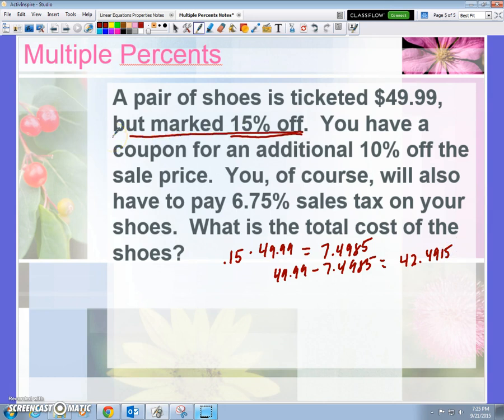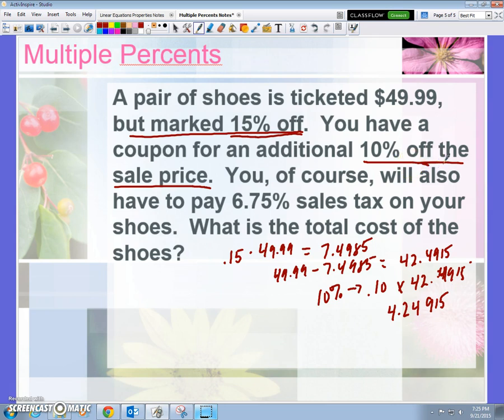It says you have a coupon for an additional 10% off. All right, so now I have to take another 10% off of that. So I'm going to change my 10% into 0.10 times my new total. And what I get is $4.24915. And so now I'm taking this off because this is off the sale price.